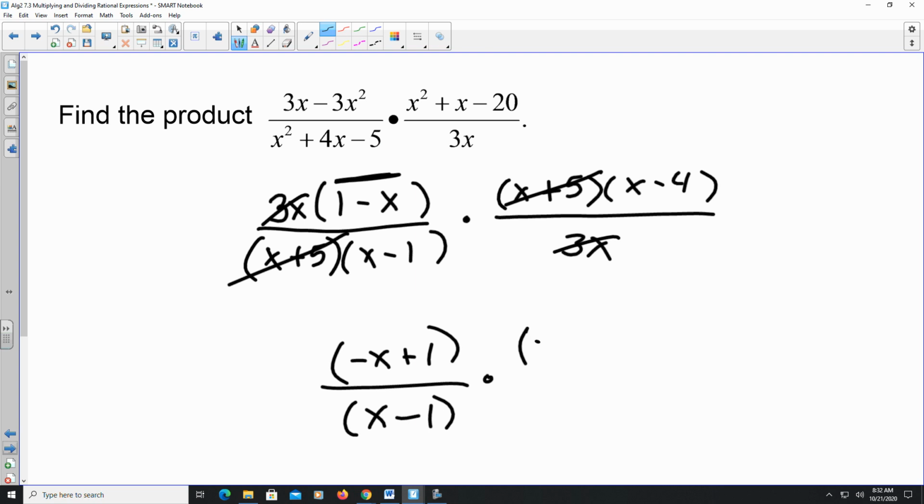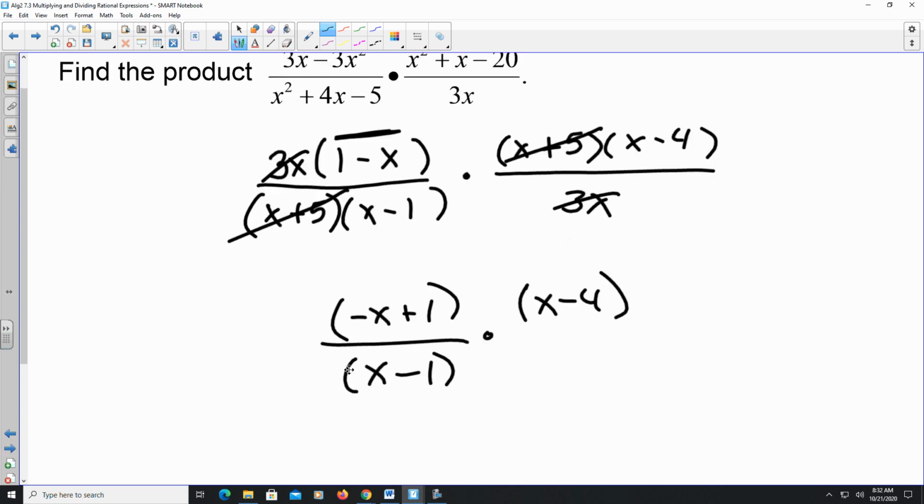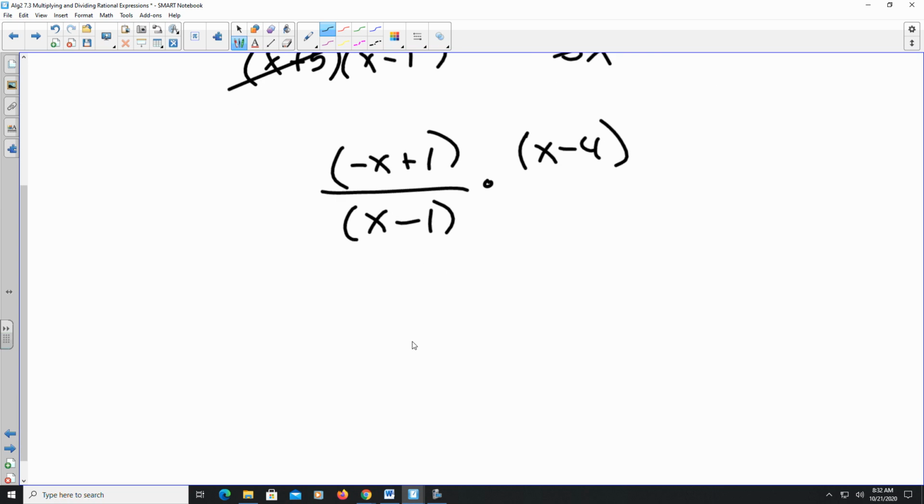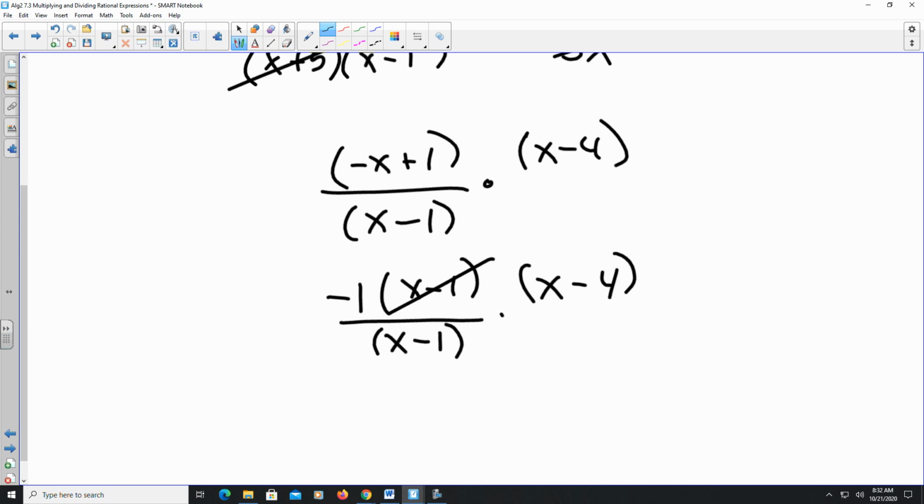x minus 4, because that's what I have left. Okay, it looks really close. Negative x plus 1 and x minus 1 look really close. So what I'm going to do now here is factor out a negative 1 in that numerator. So now I'm going to put negative 1 on the outside. This now turns to x minus 1. And now I get x minus 1 on the bottom as well. So now that I have those the same, those turn into 1 as well.